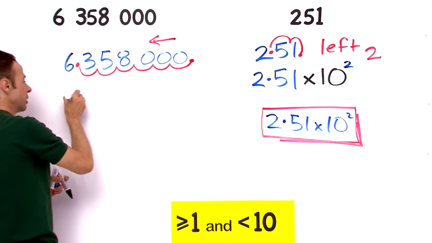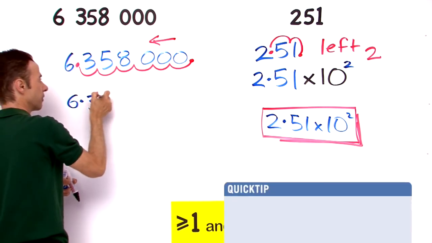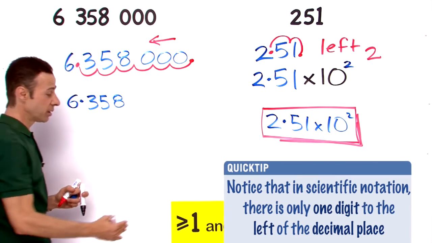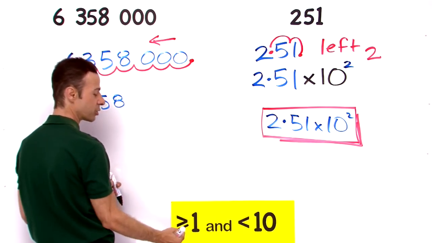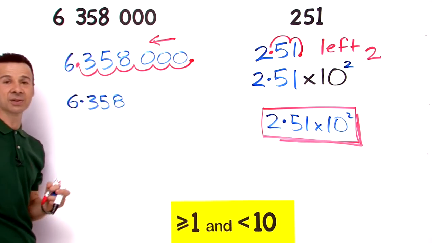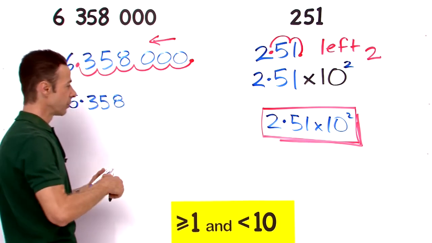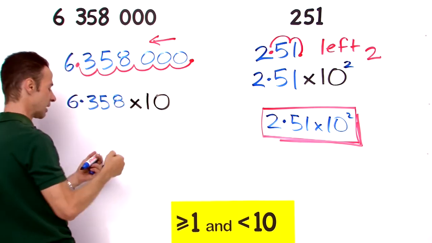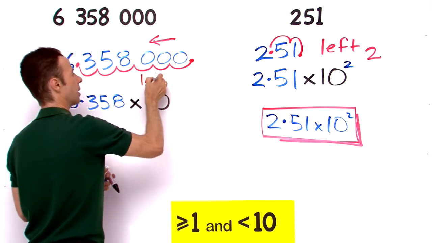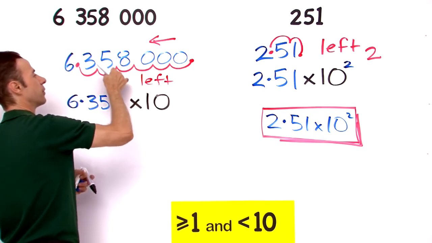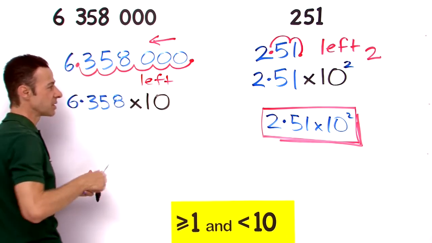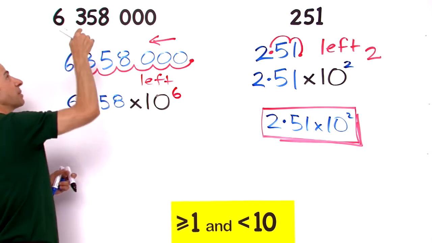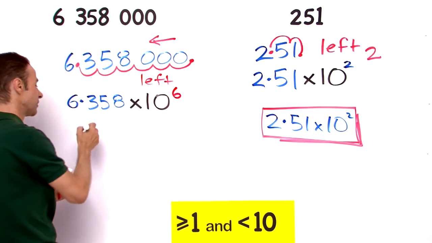So essentially this number, 6,358,000, is now 6.358. Is it greater than or equal to 1, and less than 10? Yes, it is. 6.358. Then we multiply by 10 to the power of what? Well, we moved how many places to the left? I'll count them again. 1, 2, 3, 4, 5, 6 places. So that means up here we write 6. So now this essentially is the same number as that, written in scientific notation.